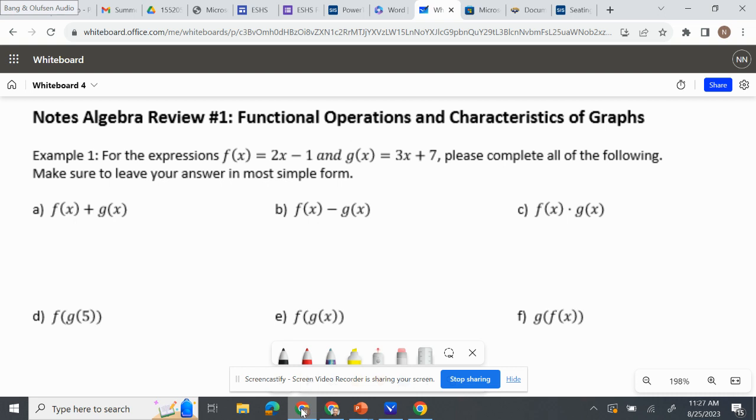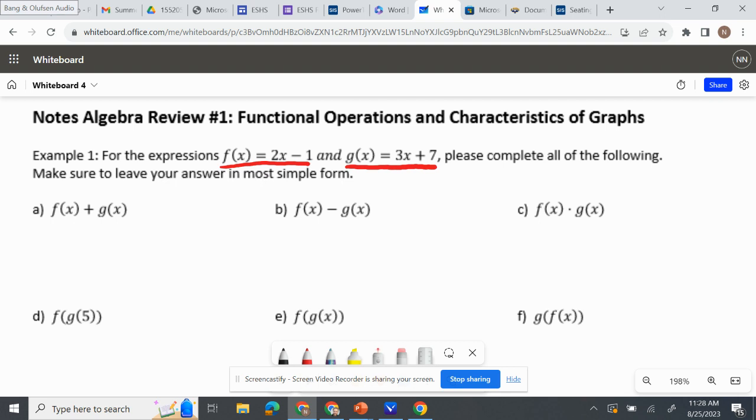What we're going to do is look at functional operations and characteristics of graphs. So we have two different functions. We have f of x equals 2x minus 1. We also have g of x equals 3x plus 7. So what we're going to do is simplify following the different operations.